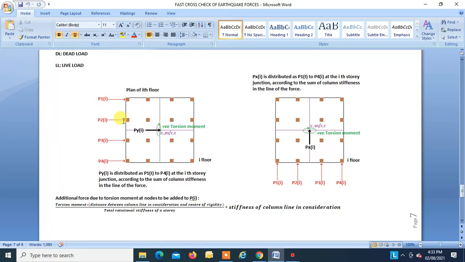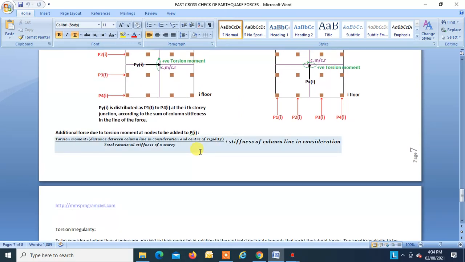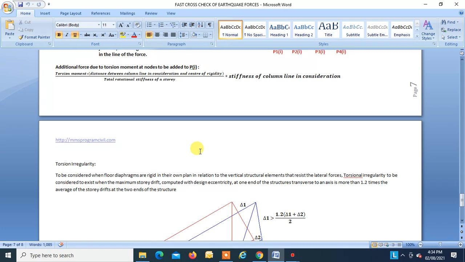Similarly, you have to find for this level, for this level, for this level, right? So this is how you get the final P1i, P2i, P3i, P4i in this case, and similarly you have to find for this case also. This is how we distribute our earthquake loads acting at the center of mass as nodal loads. These are all called nodal loads. That is how we do the calculation for the earthquake forces.